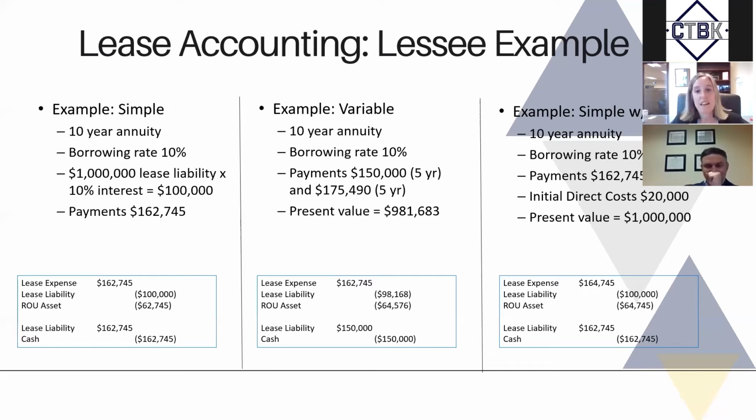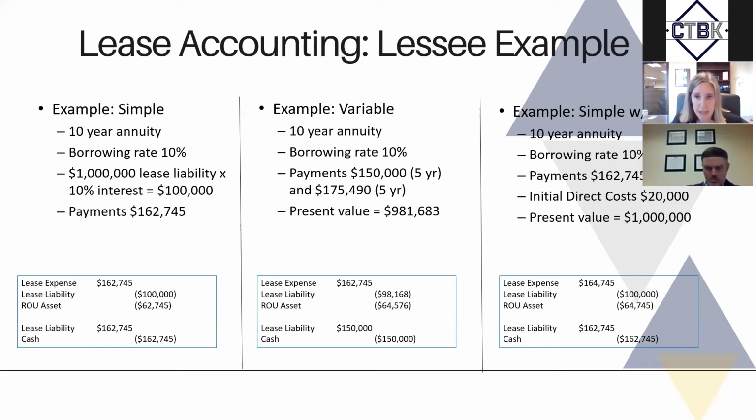Moving all the way over to the right in my simple example with my initial direct costs, again in that first year my lease expense is very much the same at 162,745, but my initial direct costs also have to be amortized on a straight line basis. So if it's a 10-year annuity, my initial direct cost, 20,000 divided by 10, is going to add $2,000 to my lease expense each year. So if you look all the way to the left, you see my lease expense was 162,745. I'm going to add $2,000 because I also now need to amortize my initial direct costs, and I have a lease expense of 164,745.